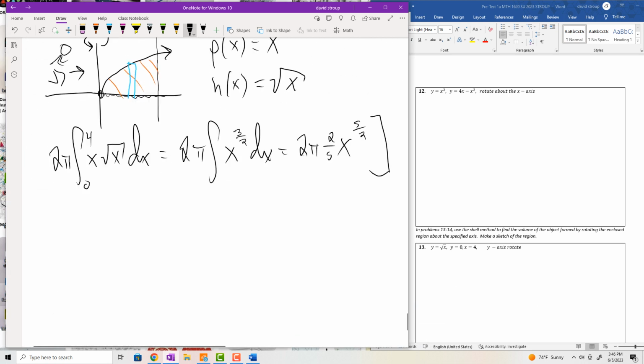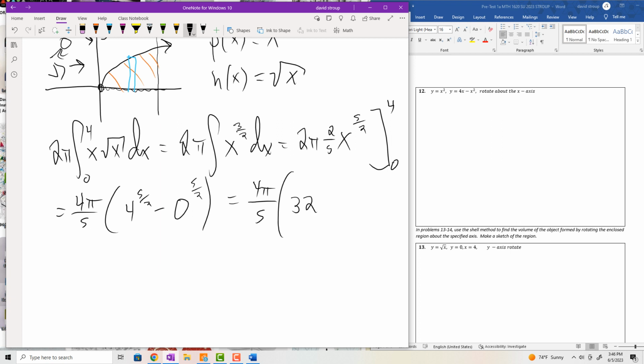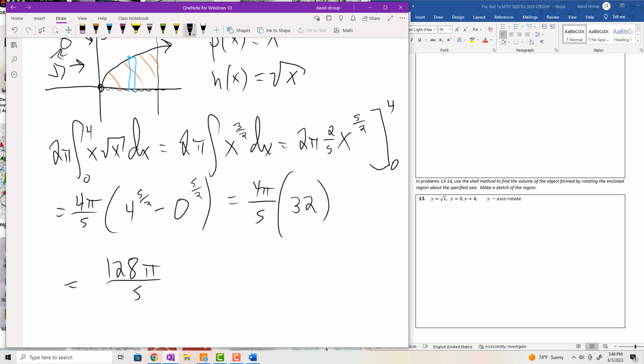All right, so this would be then 4 pi over 5, where Riemann person is going from 0 to 4. So we'll plug in 4, you get 4 to the 5/2 minus plug in 0, 0 to the 5/2. 0 to the 5/2 is just 0. 4 to the 5/2, that's 2 to the 5th, which is 32. 2 times 2 is 4, 8, 16, 32. And then 4 times 32, I believe, is 128. Pi over 5. All right.